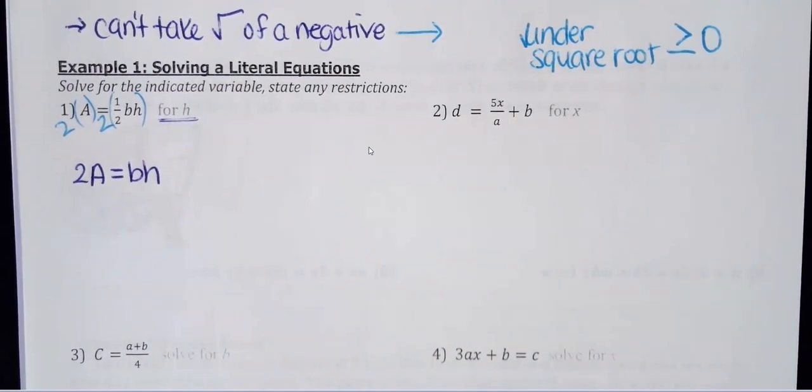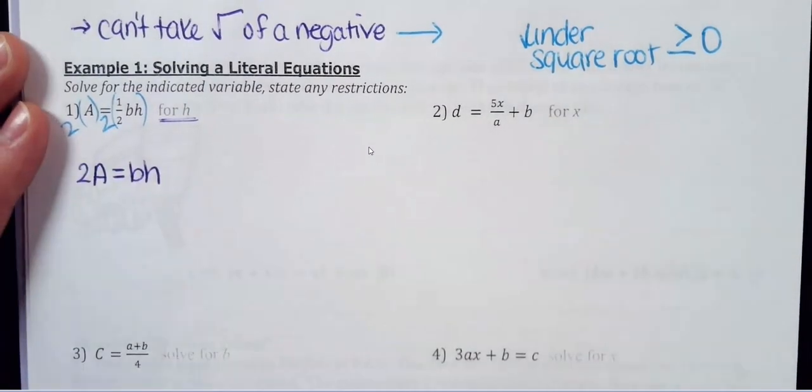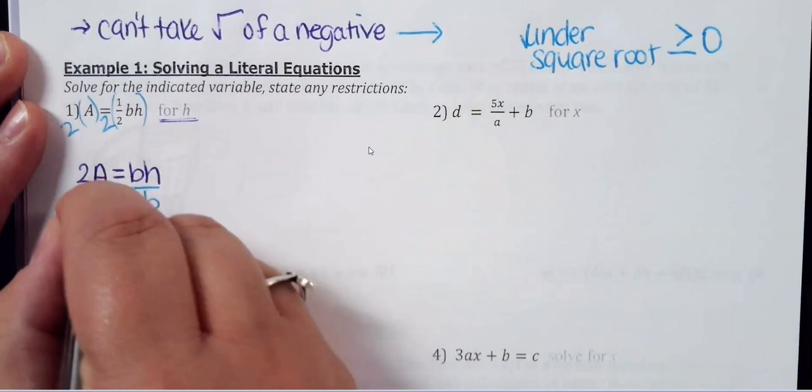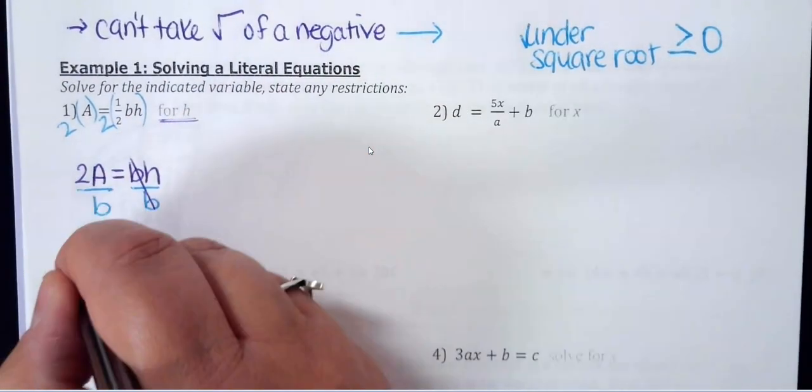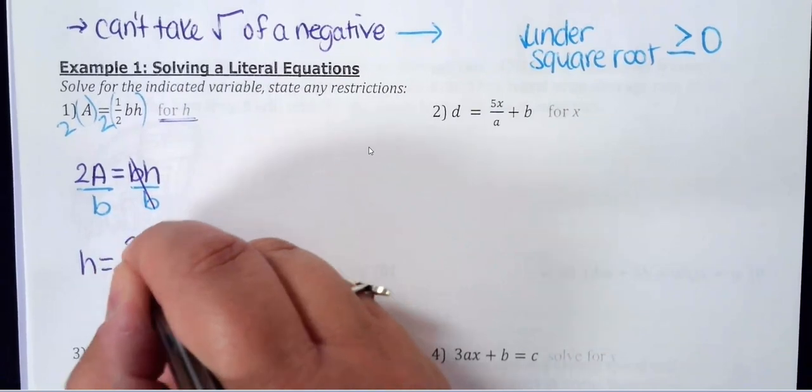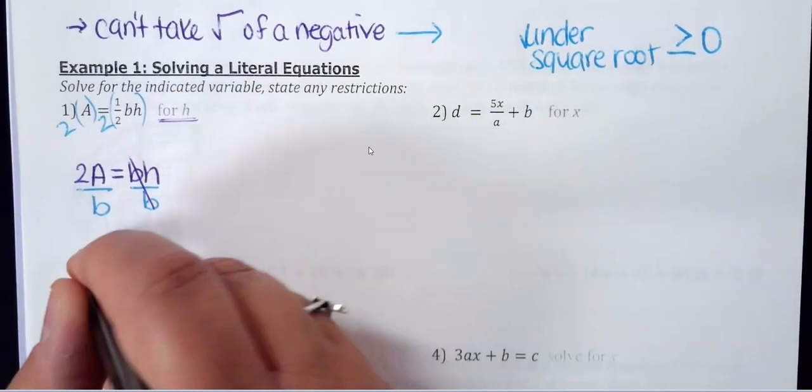All right, ultimate goal, get h by itself. So I have to do one more thing. Anybody know what I need to do next? Divide by b. Okay, now this just looks weird because I don't actually know what number these variables represent, so you just kind of see all your steps in your answer. But when I do this, I get h is equal to 2a over b.